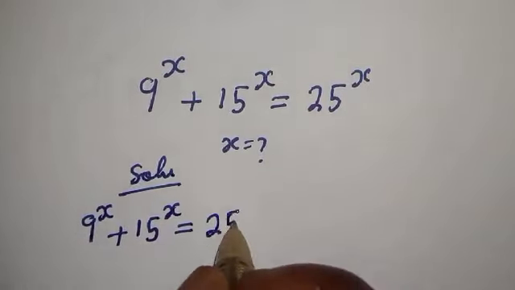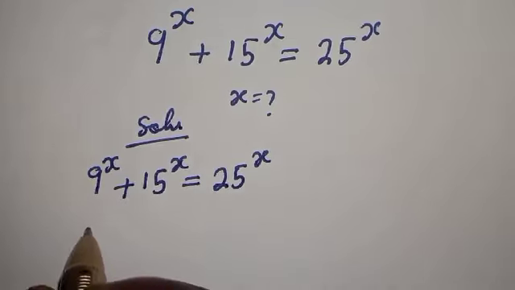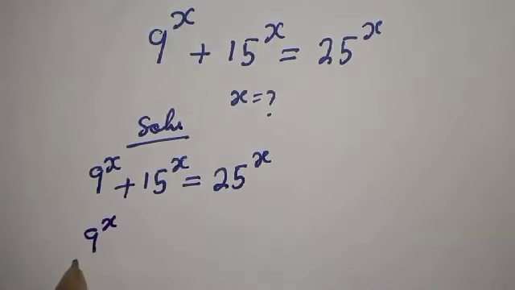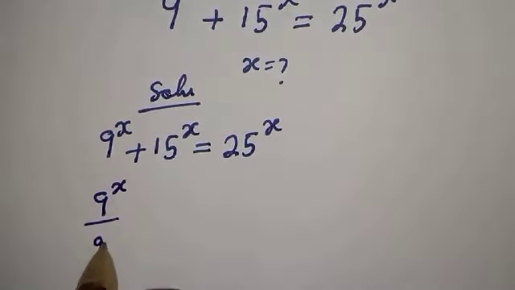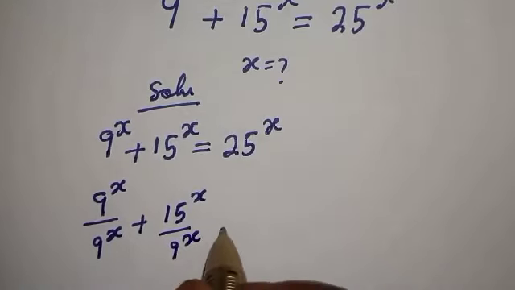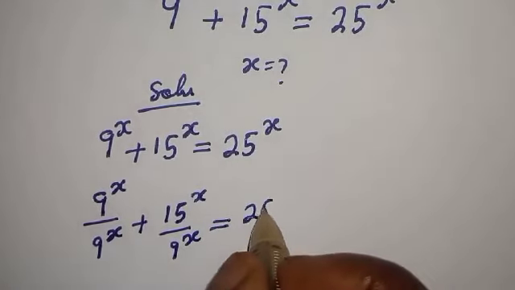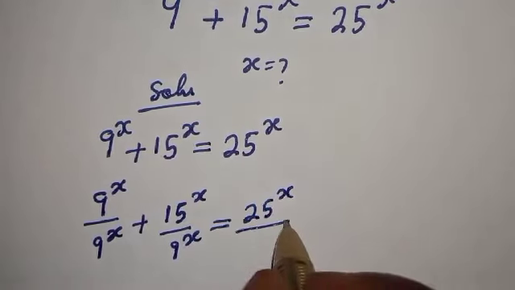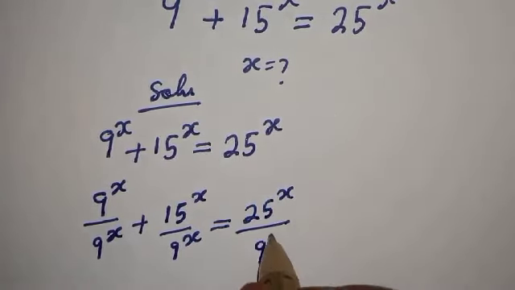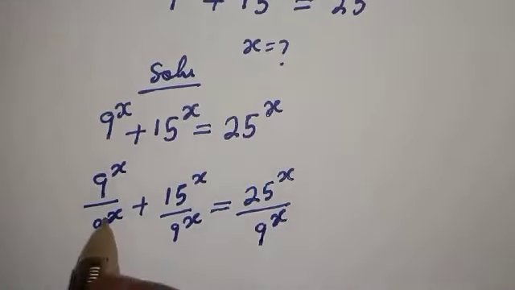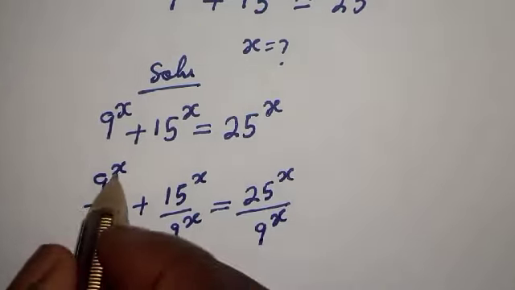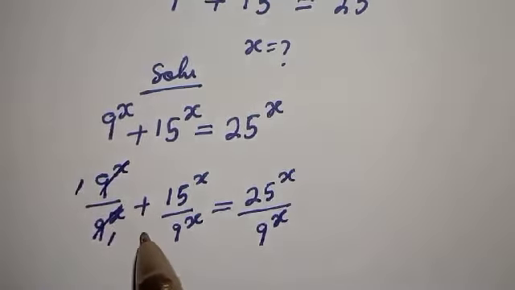Now from here, we have 9 raised to power s, here is 15 and 25. Let's divide all through by 9 raised to power s. 9 raised to power s divided by 9 raised to power s plus 15 raised to power s divided by 9 raised to power s is equal to 25 raised to power s divided by 9 raised to power x. 9 raised to power s here 1, 9 raised to power s here 1.